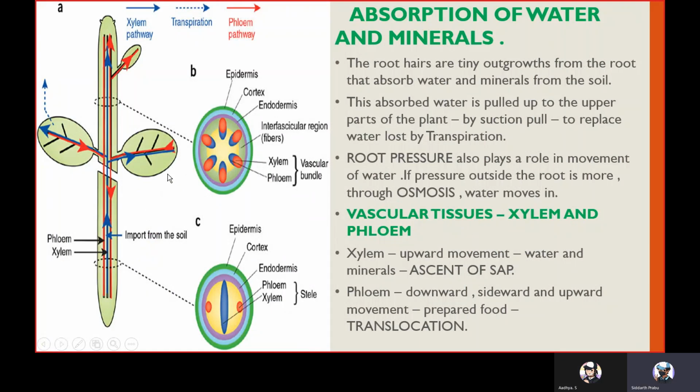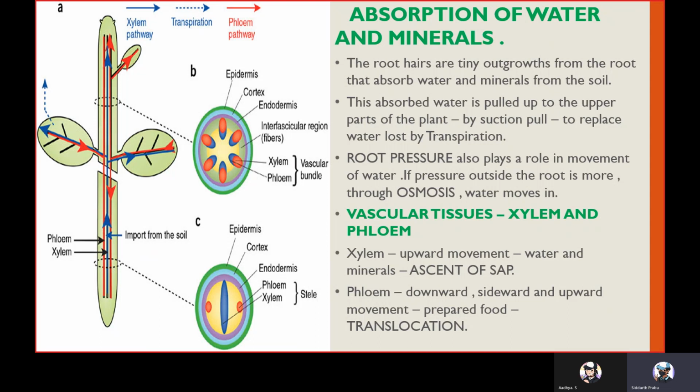Absorption of water and minerals. The root hairs are tiny outgrowths from the root that absorb water and minerals from the soil. The absorbed water is pulled up to the upper parts of the plant by suction pull to replace water lost by transpiration. Root pressure also plays a role in the movement of water. If the pressure outside the root is more, through osmosis, water moves in.